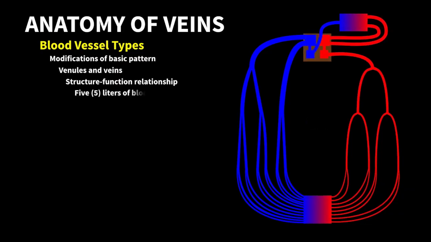Now, it is important to realize that the body has approximately 5 liters of blood, and that the blood is distributed in the following way in the various parts of the circulatory system at any point in time. 7% of the blood, or 350 milliliters, is in the heart. 9%, or 450 milliliters, is in the pulmonary circuit. 13%, or 650 milliliters, is in the systemic arteries and arterioles.